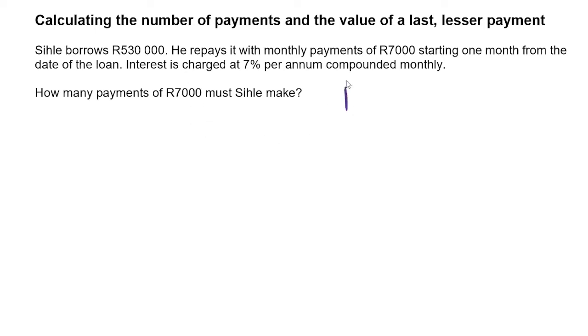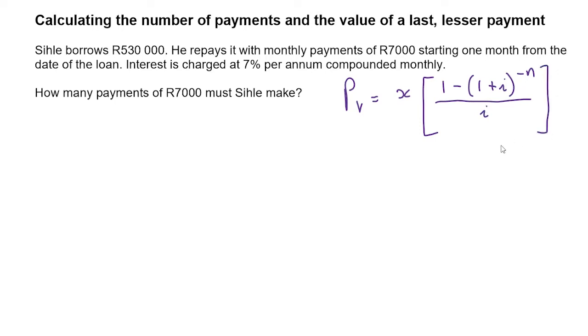Right, remember our formula, present value is our payment x 1 minus 1 plus i to the minus n over i. Right, and remember the deal is that the present value of all these payments must be equal to the amount which we borrow. So 530,000 is going to go over here. We know that x is 7,000.